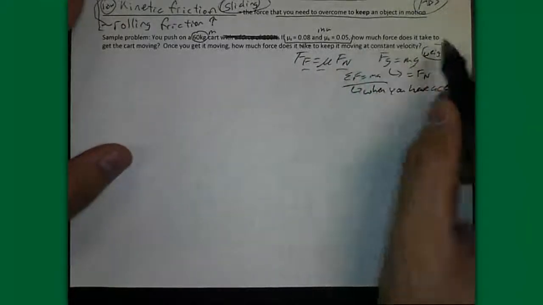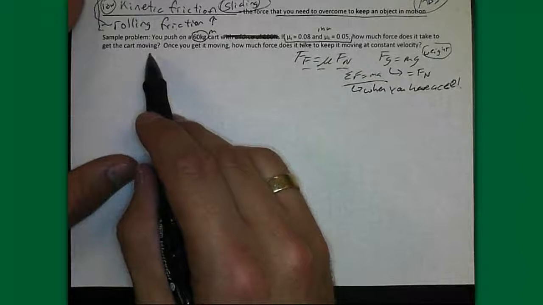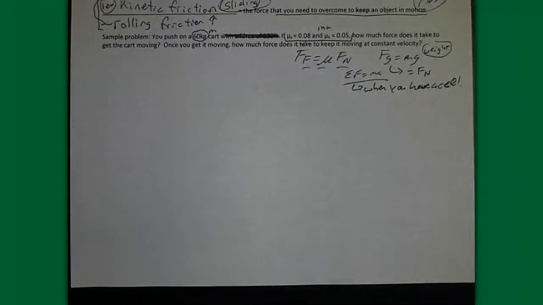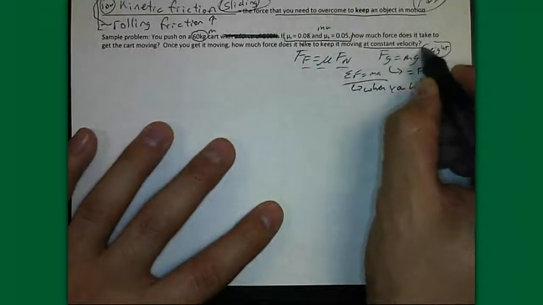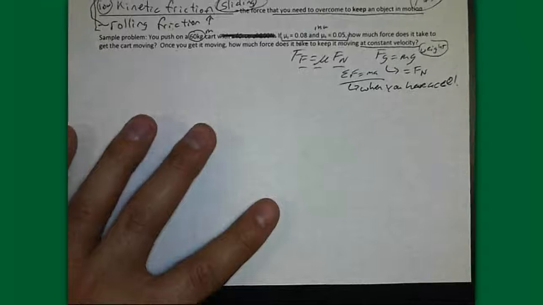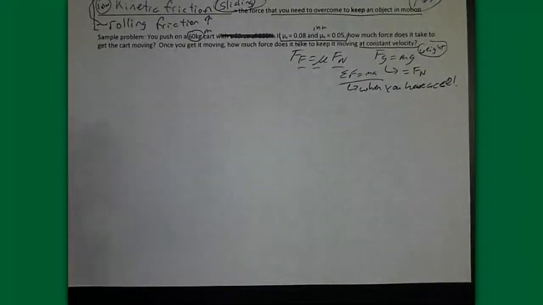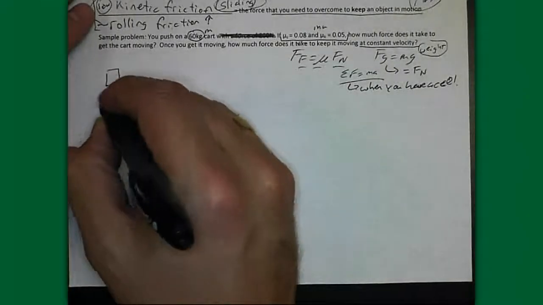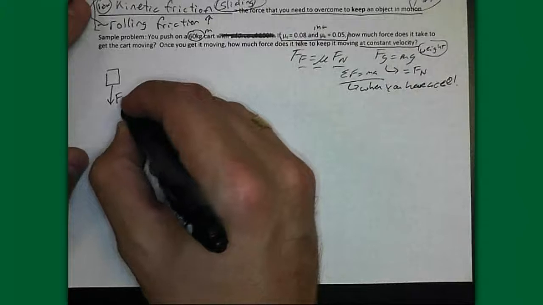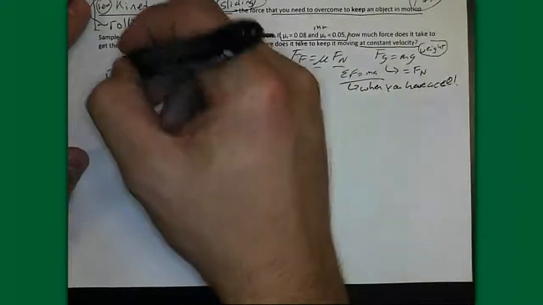We want to know how much force it takes to get this cart moving. And once we get it moving, we want to know how much force it takes to keep it moving at constant velocity. It's a very important thing to remember. All right, when you have a problem involving any forces, it's very important that you always draw a free body diagram. All right, so we're on planet Earth. That means we have a force of gravity, and we're sitting on a surface. We could assume that if we're talking about friction.